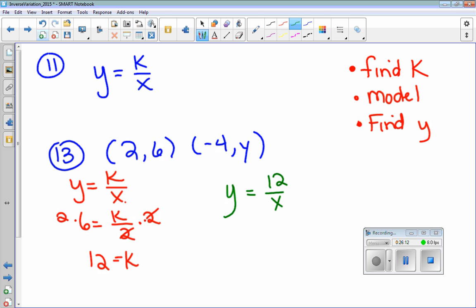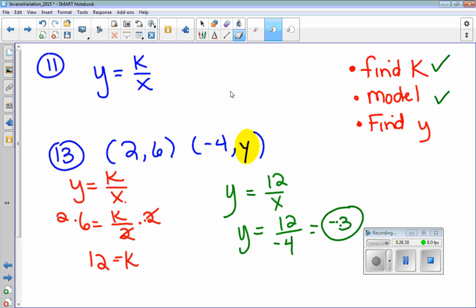Good. So I found k. Now I've got my model. So now I need to find what I'm looking for. I'm going to use the model I created to find my y. I'm looking for this. So in this case, I'm going to say y equals 12 divided by negative 4. What's y? Negative 3. That's what I'm looking for.